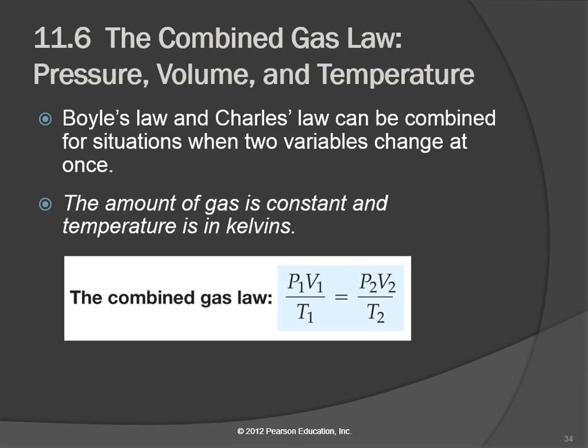Let me see if I can figure out how to do this. So if we get rid of that, that was Boyle's law, right? And if I get rid of the pressure, that was Charles' law. So this is just putting the two things together, because sometimes the pressure, the volume, and the temperature all change at the same time. That's a more realistic scenario.